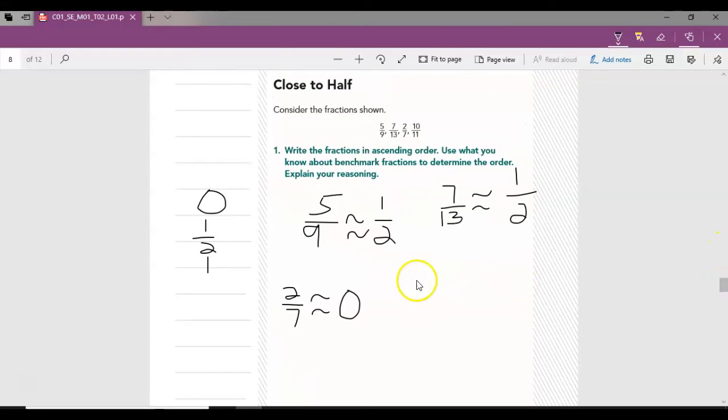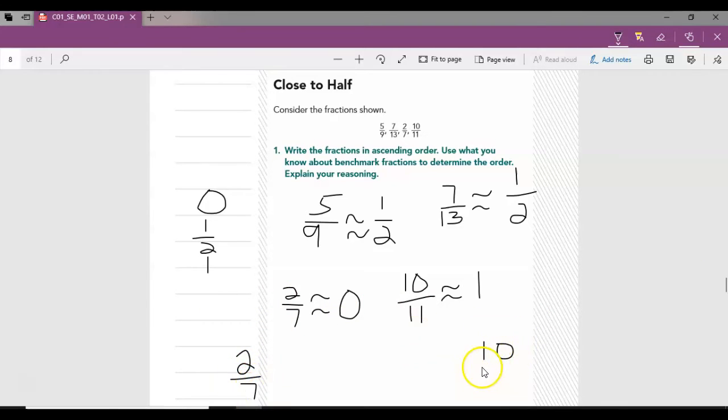And then 10/11, the numerator and denominator are pretty close together. In fact, they're only 1 unit fraction away. They're only 1/11 away. So we're going to say 10/11 is closest to 1. So we know what the least fraction is going to be, and that's going to be 2/7, and we know what the greatest is going to be, and that's going to be 10/11.